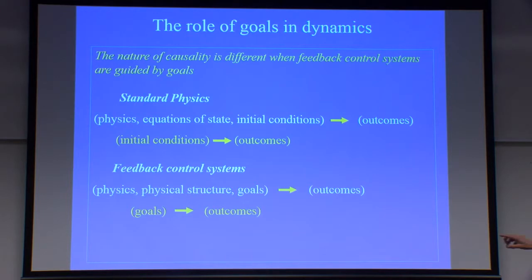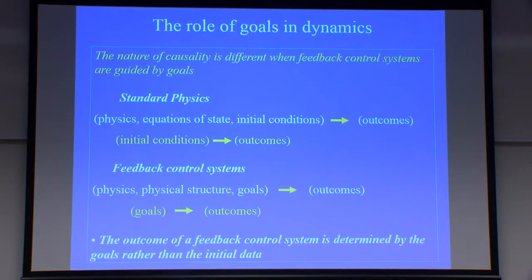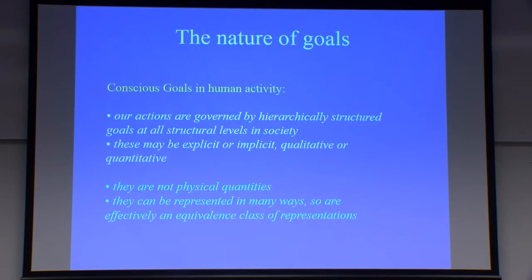And the whole point of a feedback control system, it's the opposite of the physics one. In the case of a feedback control system, the initial conditions are irrelevant. Okay, it's the goals which determine the outcome, as opposed to the standard physics situation where the initial conditions determine the outcome. So the outcome of a feedback control system is determined by the goals rather than by the initial data. It's a completely different type of causality.